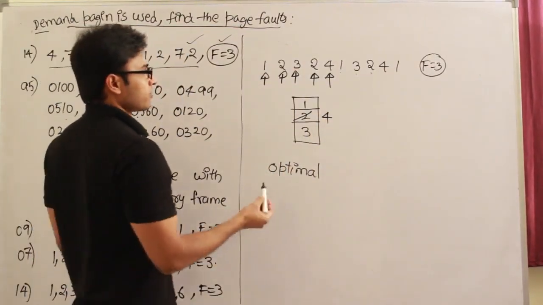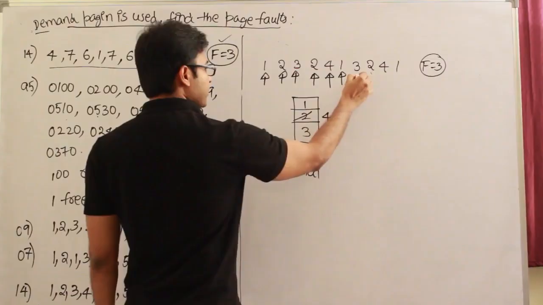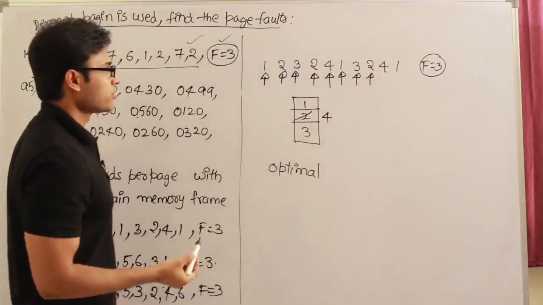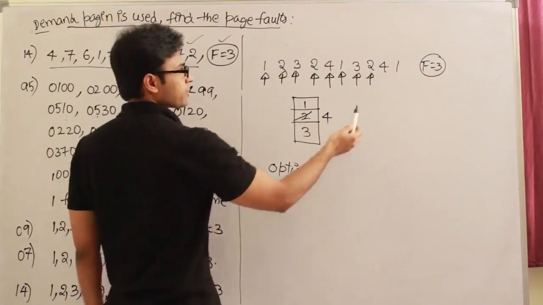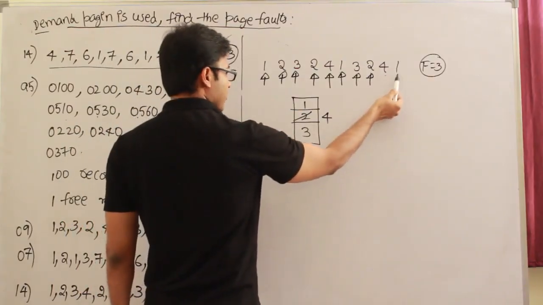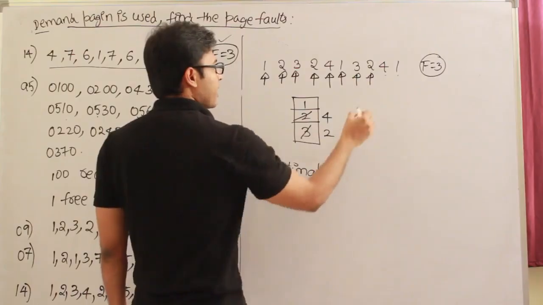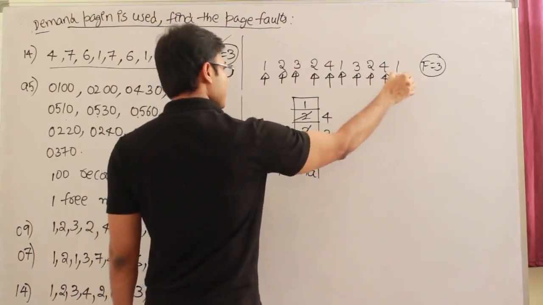Got it? Next 1 is required, it is there, 3 is required, it is there, and 2 is required. Which one are you going to replace? Now look at the future. 4 is immediately required, 1 is required next, but 3 is never required. Therefore replace 3 with 2. And next 4 is required, it is there, 1 is required, it is there.